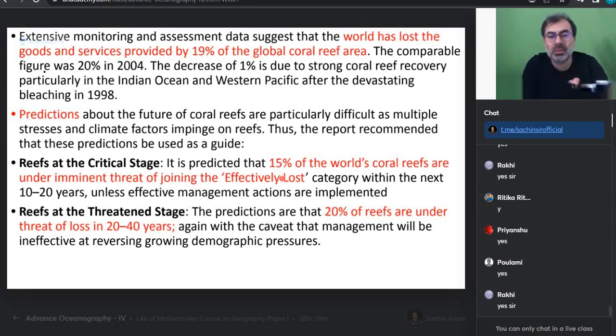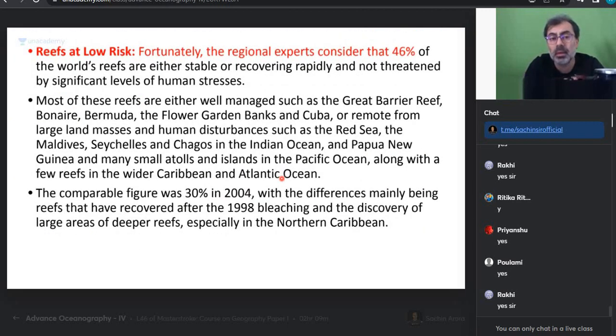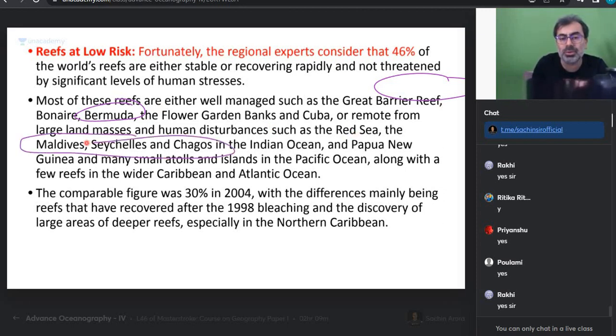Remember, ecosystems give us services. So the world has lost 19% of goods and services from the reef. 15% of the world's coral reefs are under imminent threat. 20% of the reefs are under threat within 20 to 40 years. There are some regions of the world which are stable. Most of the reefs are well managed. The 2008 report names the Great Barrier Reef, Bermuda, Seychelles, Maldives, Chagos, Caribbean, Papua New Guinea. These are well managed.